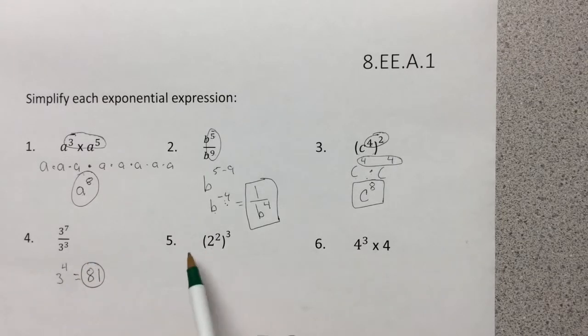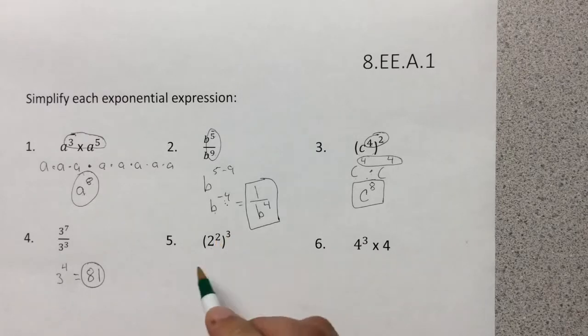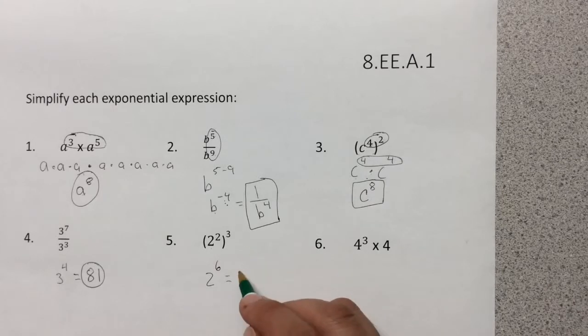Again, let's go ahead and look at number 5. So we have the parentheses. What we're going to do is take this 3 and distribute it in. So 3 times 2 gives me 6. So we have 2 to the 6th, which will be 64. So the final answer is 64 on number 5.